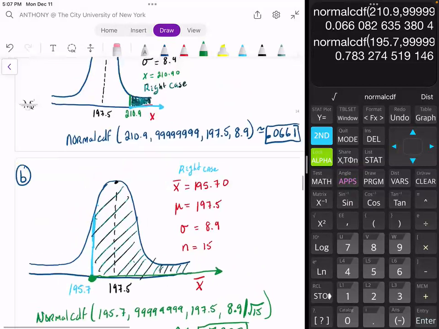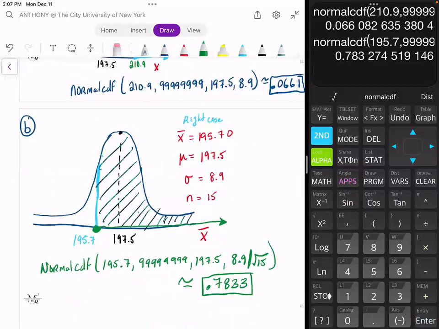So again, the calculator is helpful with this because it tells you, depending on your cases, how to enter your lower bound and upper bound values. If it's a left case, you do negative 9999 followed by x being the upper bound. But if I do a right case, then my lower bound is the value of x or x bar. Then you do the repeating nines, then the mean, followed by the standard deviation, or standard deviation divided by square root of n for the sample means.